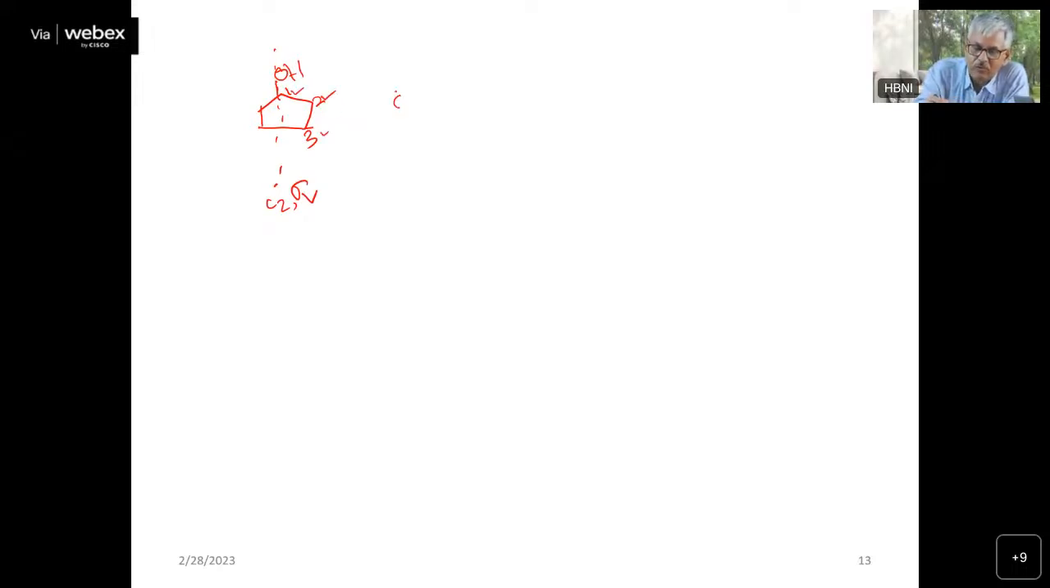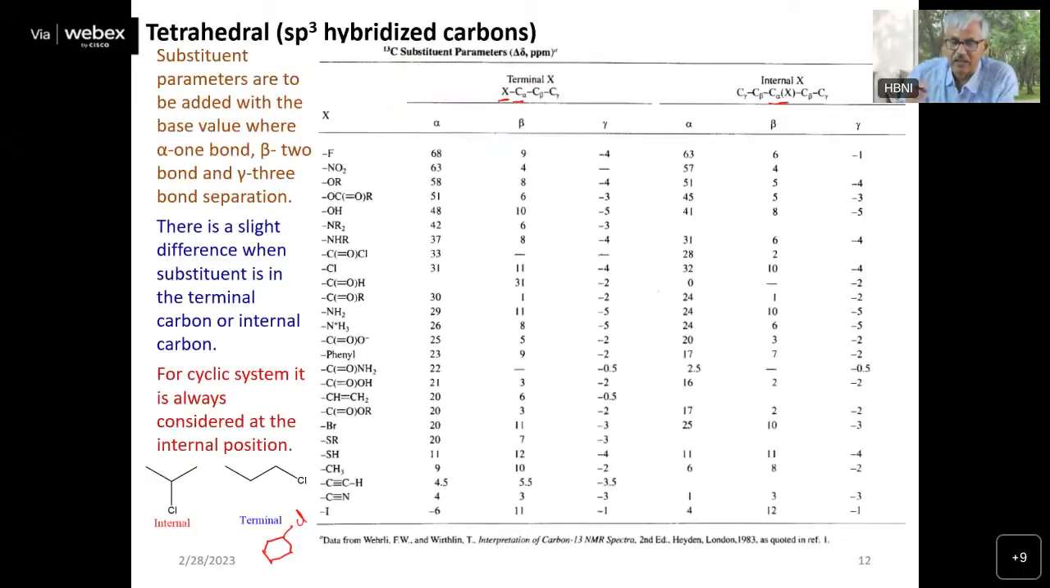Let us see what the value of delta 1 will be. Delta 1 is equal to the base value of cyclopentane plus delta OH alpha. If you do that, you will see those values, 25.6 plus the alpha effect, and it is 63.